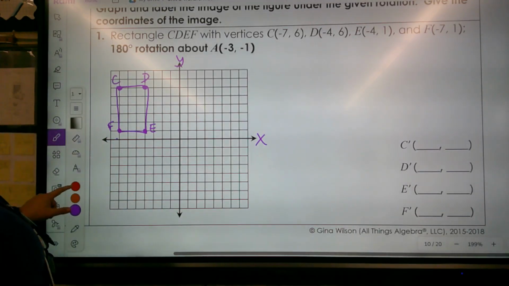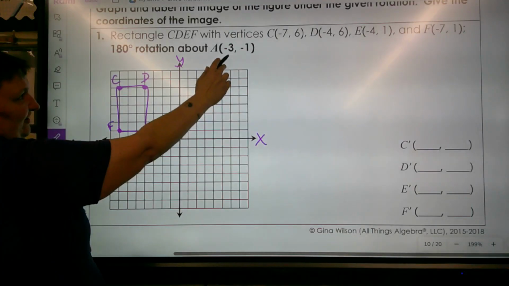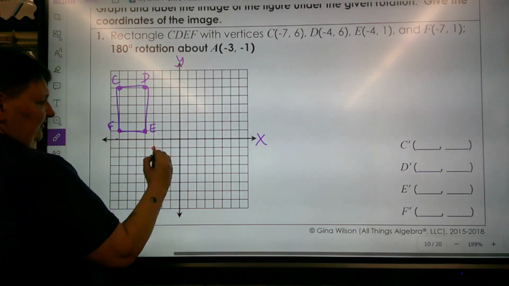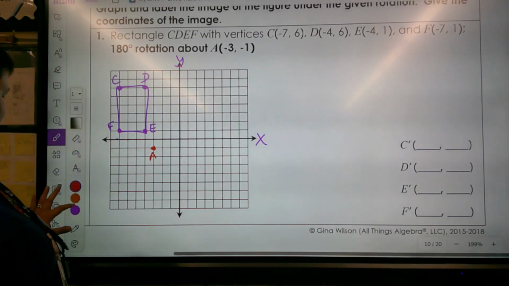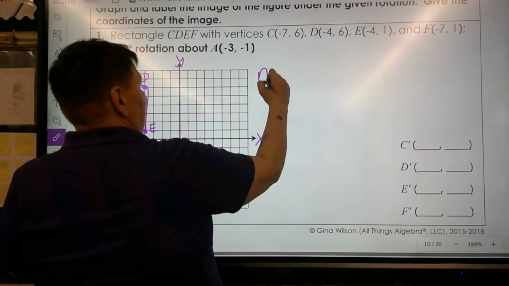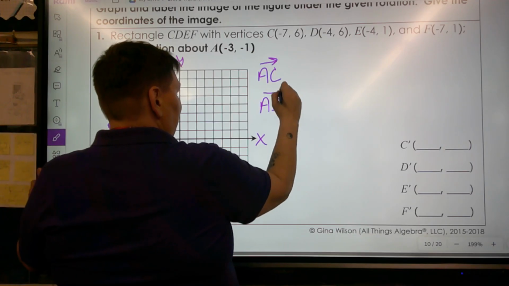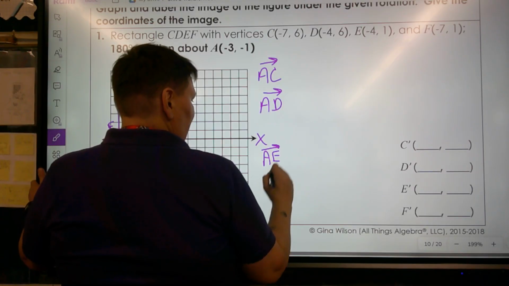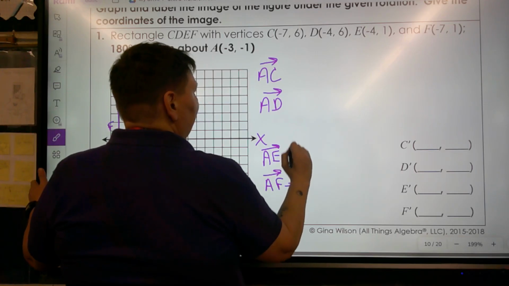We got to find our center of rotation. We're rotating about A, which is at negative 3, negative 1. So negative 3, negative 1. This is our center of rotation. We have to find our vectors from A to C, from A to D, from A to E, and from A to F. We need to find all those vectors.